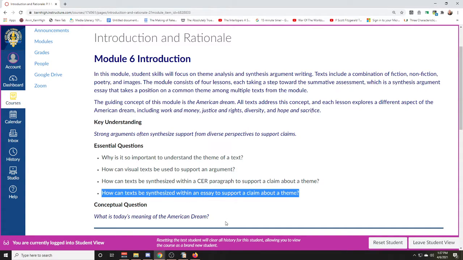And so the main topic of this whole entire unit is going to be focused on the American dream. Now everyone has a different definition of what that means, and I'm sure that your definition is going to be very different from mine, but that's okay. Okay, there are no wrong answers to that question. So it's going to be fun to explore, and hopefully we learn something together.